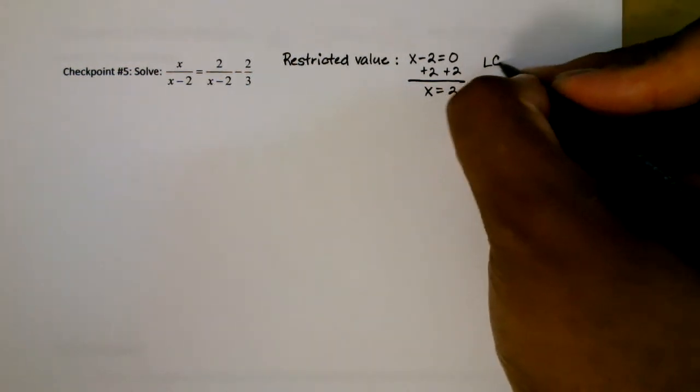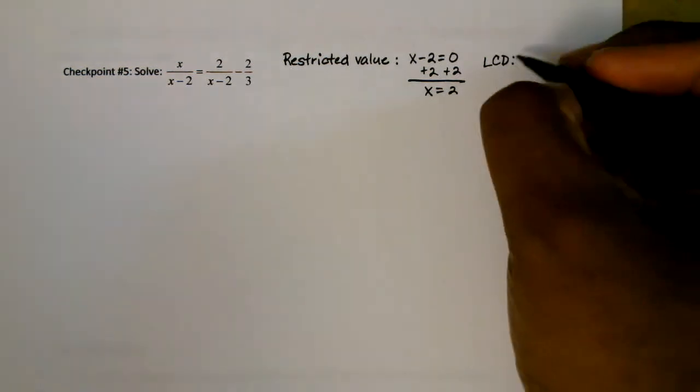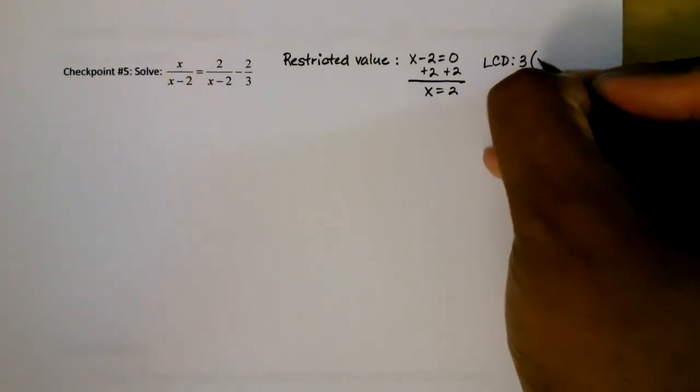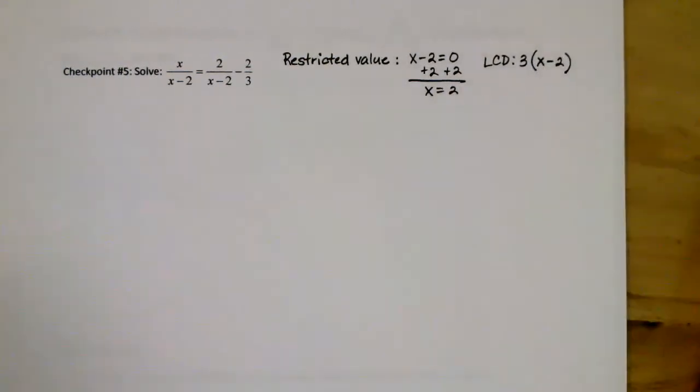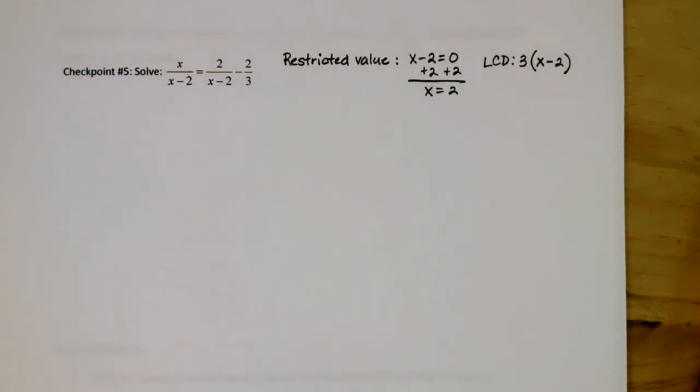Now for the LCD. Let's look at what we got here. We got x minus 2 in the denominator, and we also got a 3 in the denominator as well. So we're just going to have to combine those two together to get our LCD, which in this case is 3 times the quantity x minus 2. See, we got a 3 here, and we also got x minus 2. So we're just going to put those two terms together. And then we're going to multiply each and every term in this equation by this LCD, which is 3 times the quantity x minus 2.